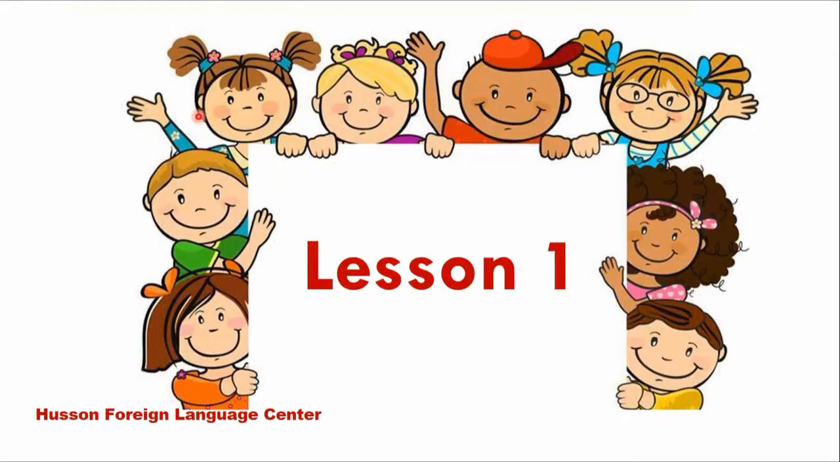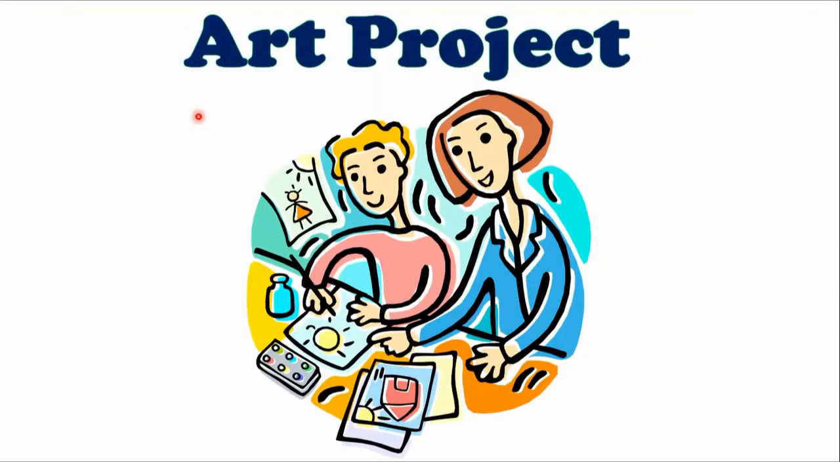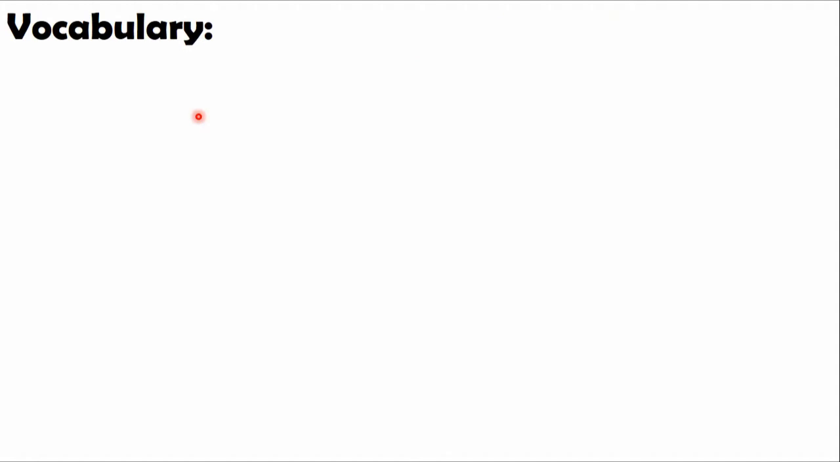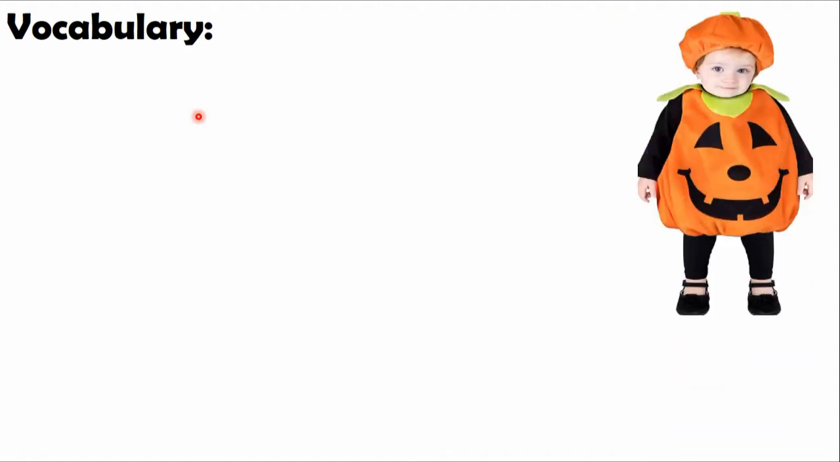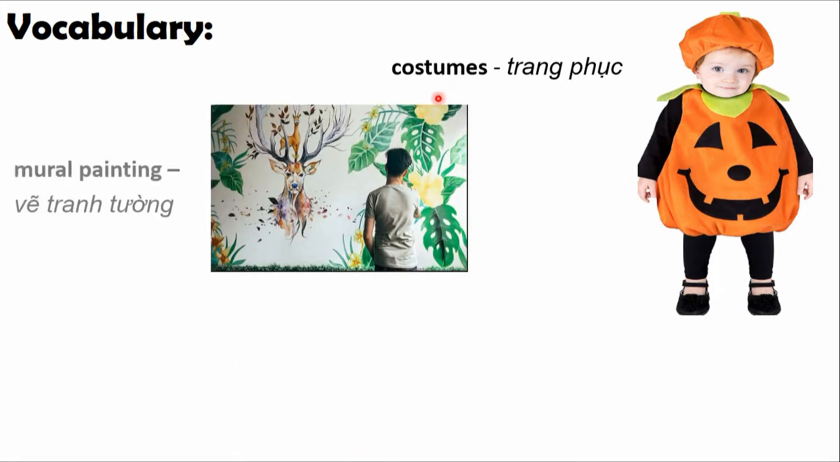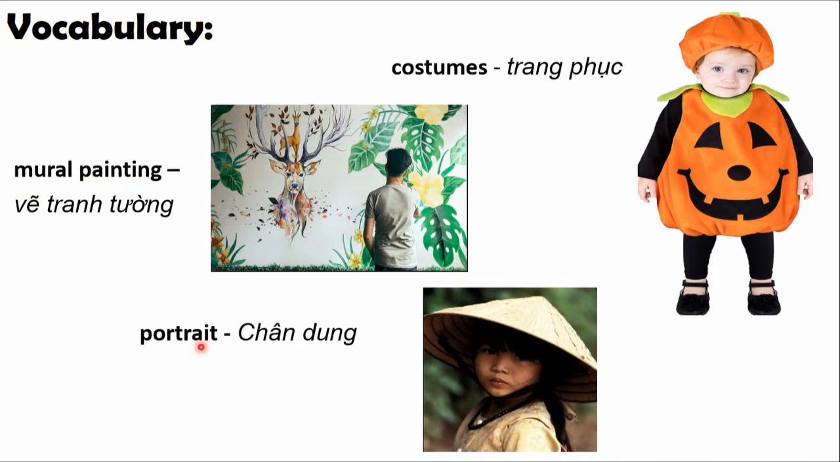Today's lesson is from Family and Friends, Book 6, Lesson 1, entitled Art Project. Our vocabulary. Follow after me. Costumes. Mural painting. Portrait.